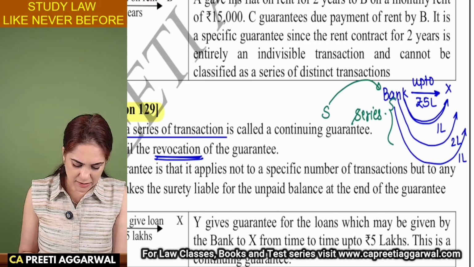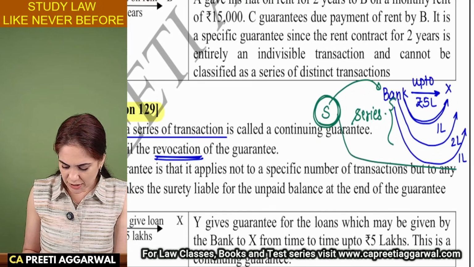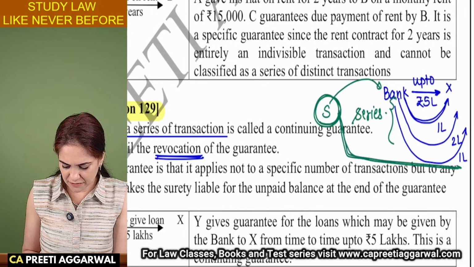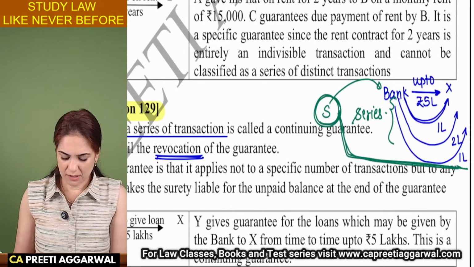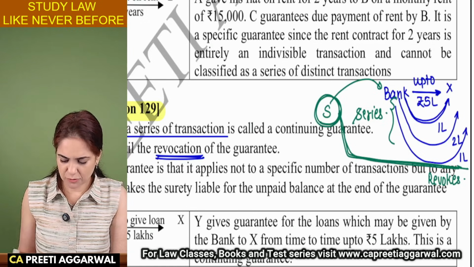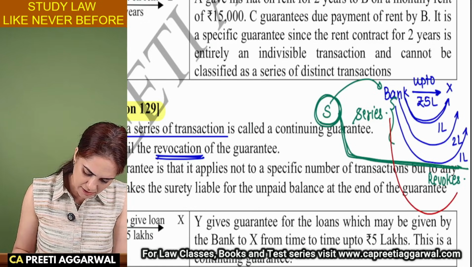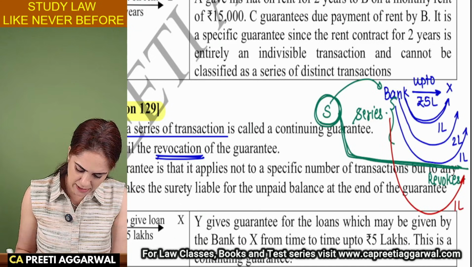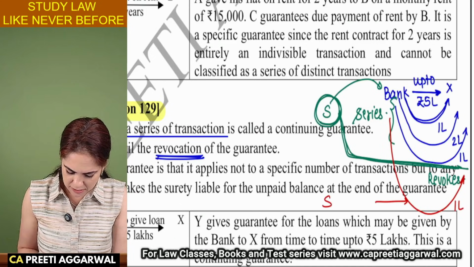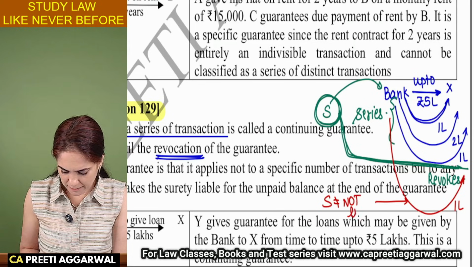Now S realizes that I don't want to continue as a surety. So he revokes. He said, enough. Now I am not going to give guarantee. So after he revokes, guarantee comes to an end. In spite of this, if the bank gives the remaining 1 lakh, for this, the surety is not liable.